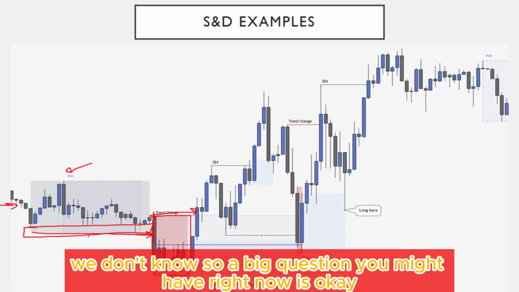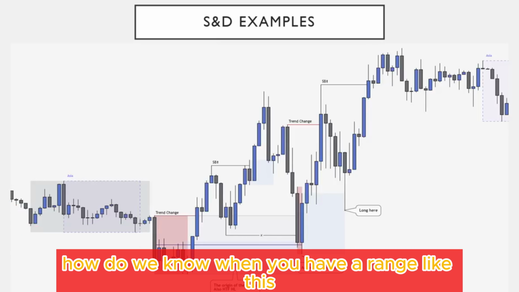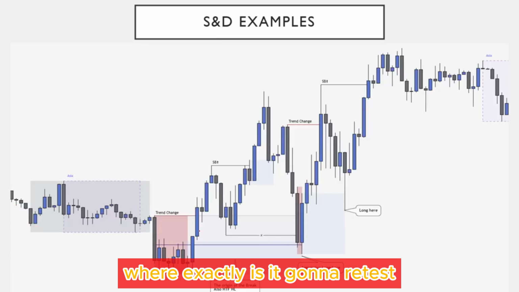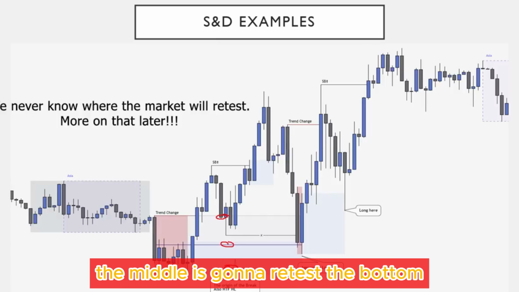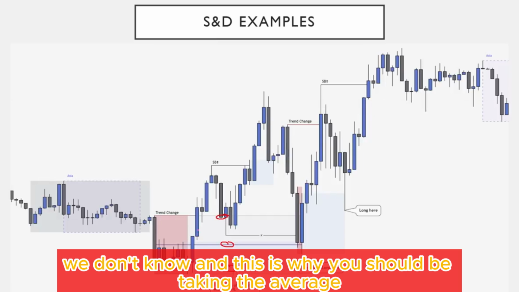And again, we don't know. So a big question you might have right now is, okay, how do we know when you have a range like this, where exactly is it going to retest? Is it going to retest the top? Is it going to retest the middle? Is it going to retest the bottom? We don't know. And this is why you should be taking the average.